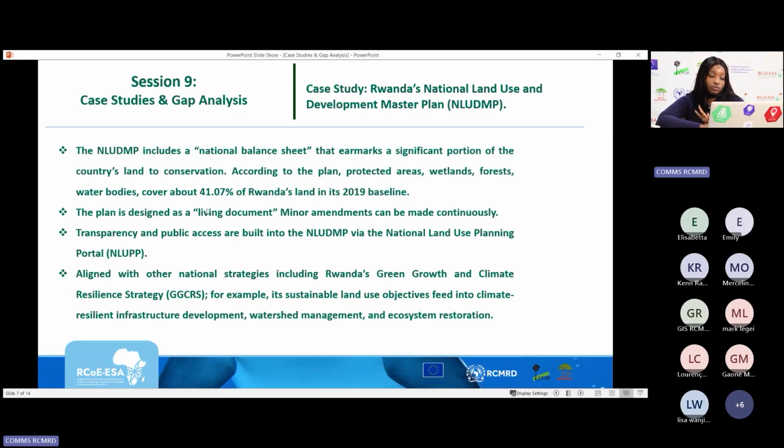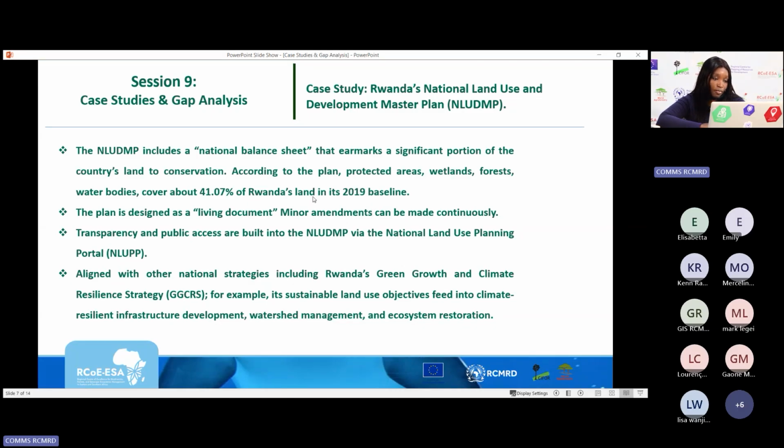So we can also see from this document that it is a living document. By a living document, they are able to make amendments continuously. For instance, this land use plan was developed in 2020 and officially launched in 2021. Considering they were required to update their NBSAP, which they have already done, they have to make sure that they are able to make amendments to this plan.